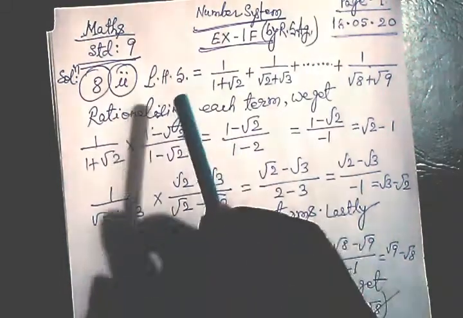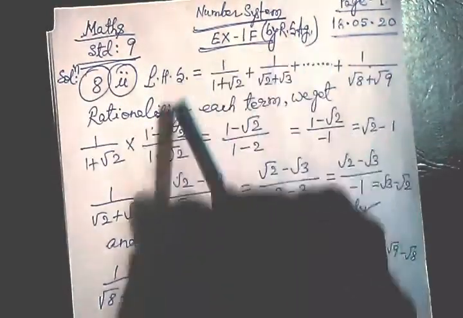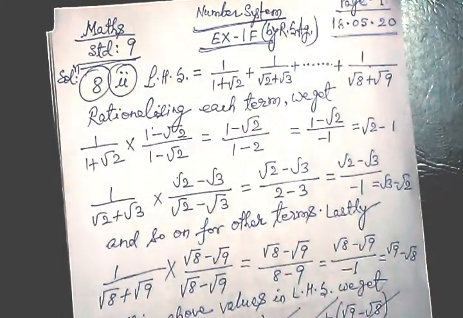So here you see the question. This is the LHS part of the question. In the LHS part, it is 1 upon 1 plus root 2, plus 1 upon root 2 plus root 3, plus 1 upon root 3 plus root 4, plus dot dot dot and so on. Lastly it is plus 1 upon root 8 plus root 9. So this is the LHS part.